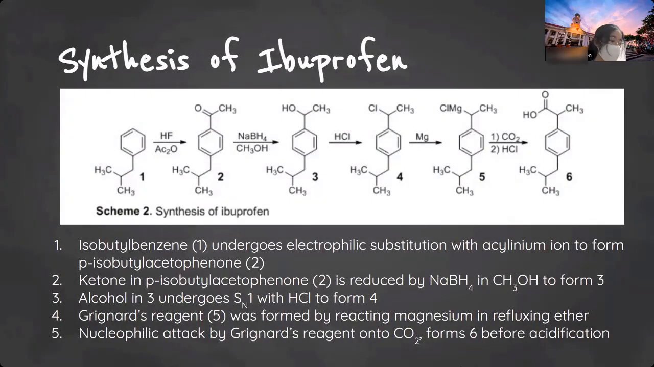To form ibuprofen, isobutylbenzene, which is product 1, first undergoes electrophilic substitution with an acylium ion to form 2. The ketone in 2 is reduced by NaBH4 in methanol to form 3. The alcohol in 3 then undergoes SN1 with hydrochloric acid to form 4. And in step 4, the Grignard reagent is being formed by reacting magnesium in refluxing ether. Finally, a nucleophilic attack by Grignard reagent onto CO2 forms 6, followed by acidification.